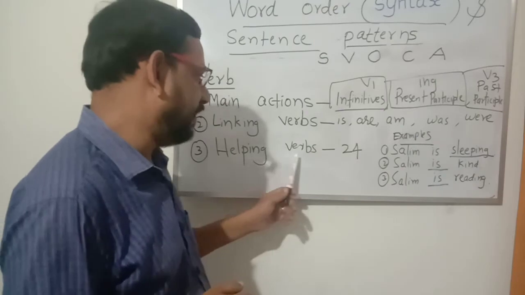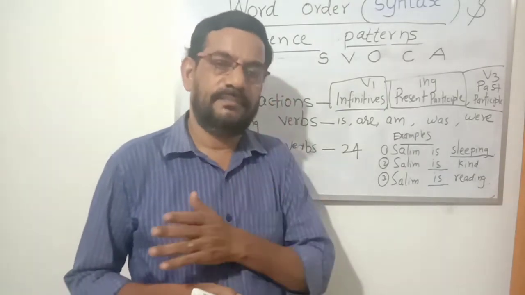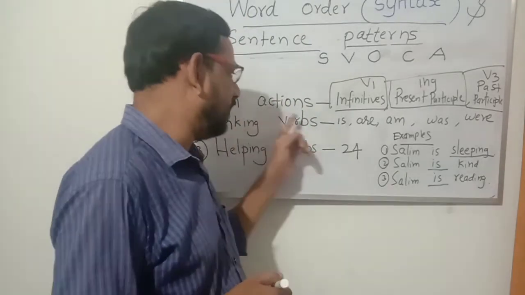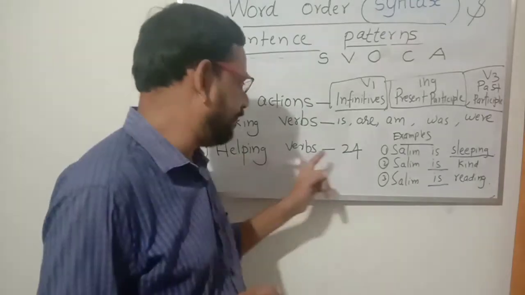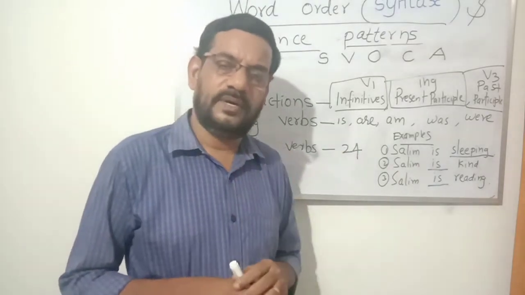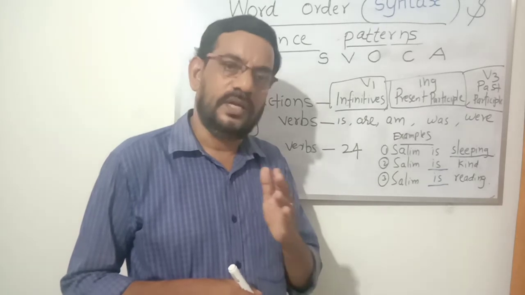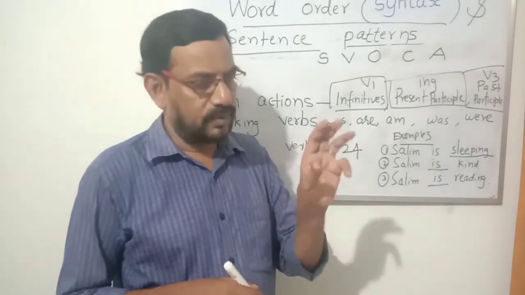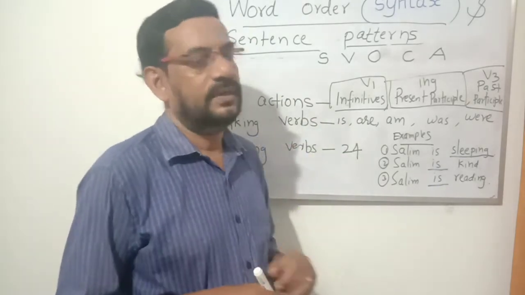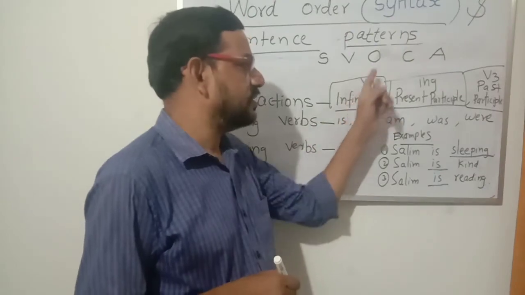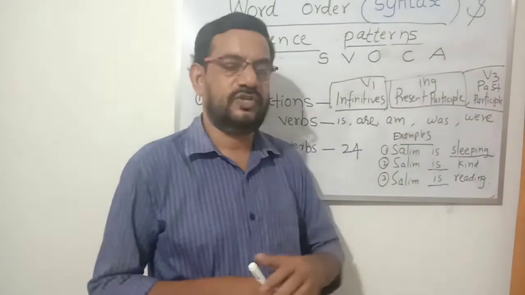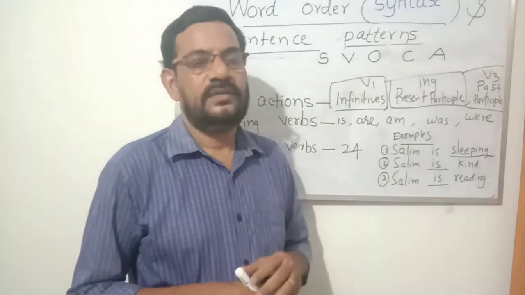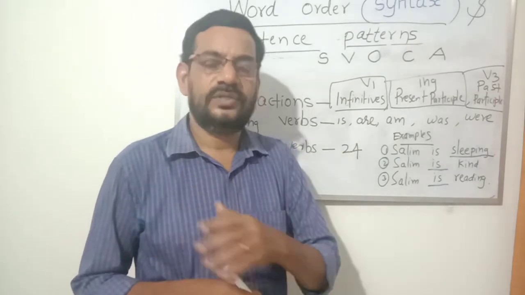And the last category is helping verbs. There are some verbs called helping verbs, like main actions, like linking verbs, and the third type is helping verbs. What is the function of a helping verb? Helping verb is also called auxiliary. What is the function of an auxiliary? To support the main action, to support the main verb. Maybe to support the infinitive, the present participle, the past participle. We can use auxiliaries, like primary auxiliaries and modal auxiliaries.